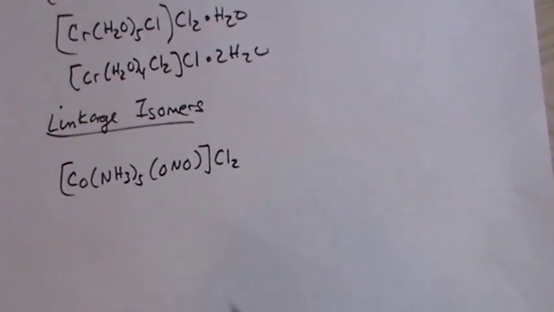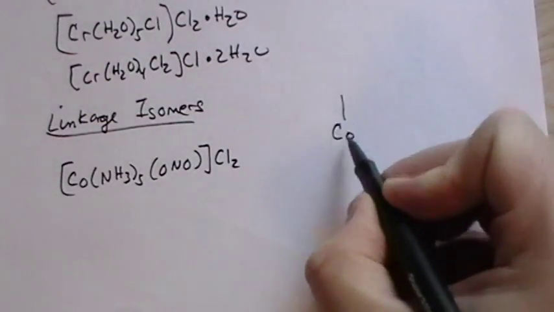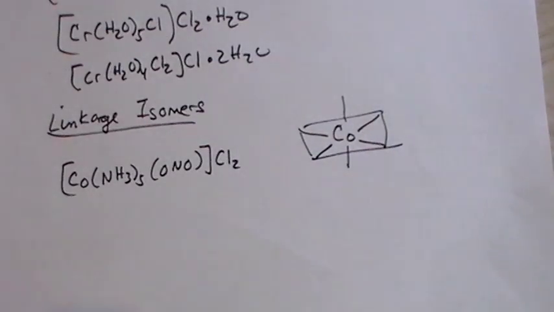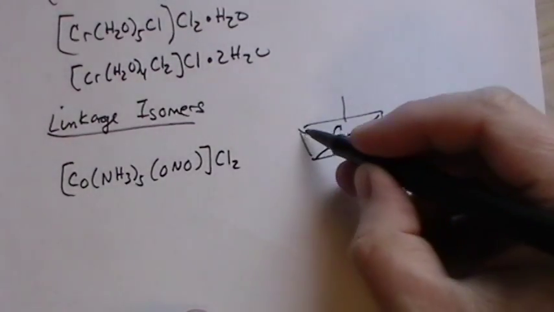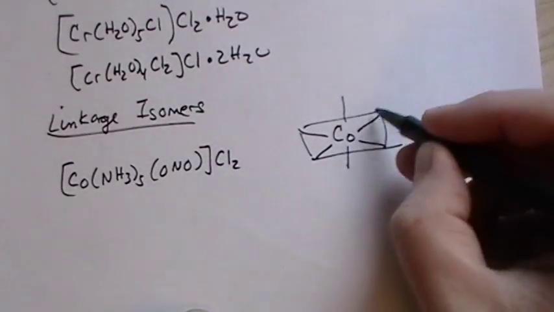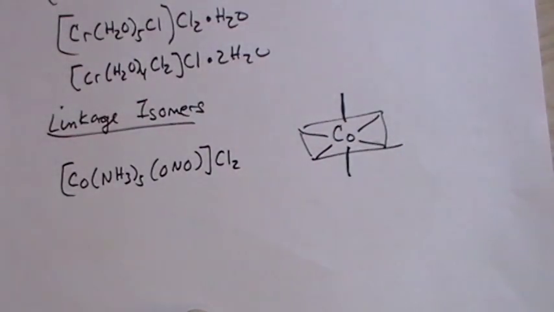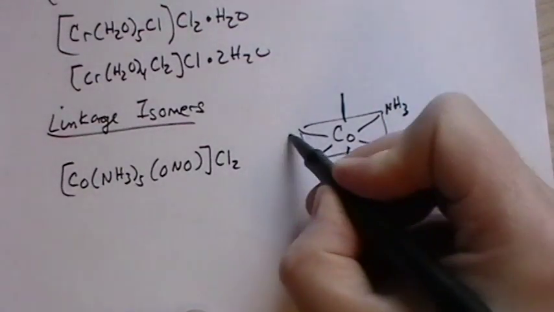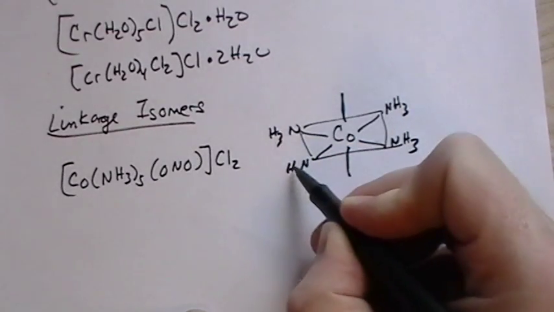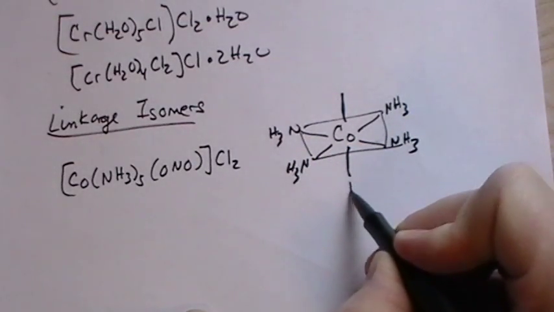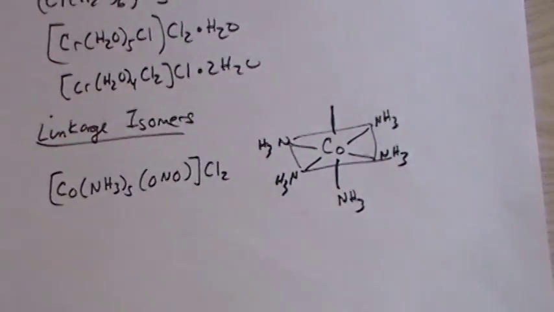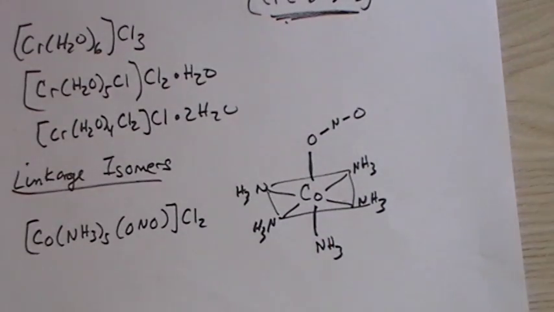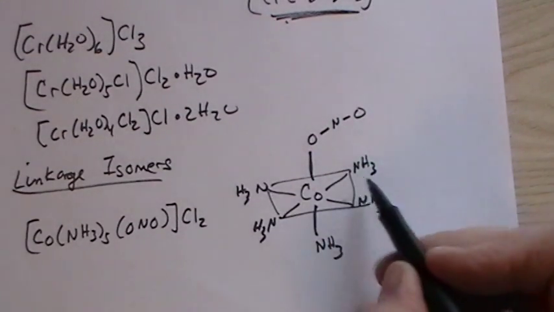Okay, linkage isomers. This one, I'll draw it out. So most of these complexes are going to have 6 sites, so you should get used to drawing this. You draw these 4 indicating a plane, this one above, this one below. And then we can put the ammonia, we got 5 of them, write the ones backwards so that we can show that the nitrogen is always attached to the cobalt. And then we have this nitrito ion, like this.